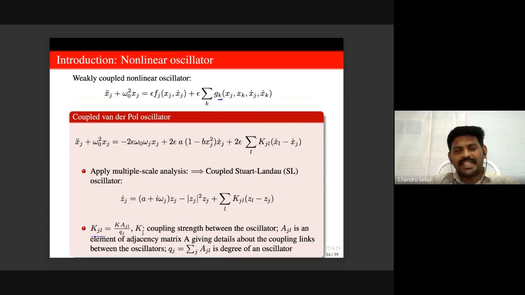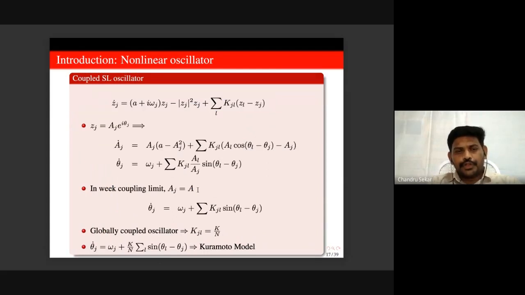Now applying the multi-timescale analysis to these coupled van der Pol oscillators, equating the powers of epsilon, solving the first equation, substituting into the second and so on, and averaging, finally we get these coupled Stuart-Landau oscillators. Introducing the transformation z_j equal to a_j e to the power i theta_j, we have the equations in terms of a_j and theta_j.